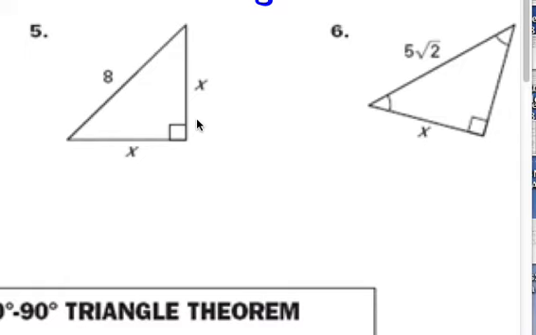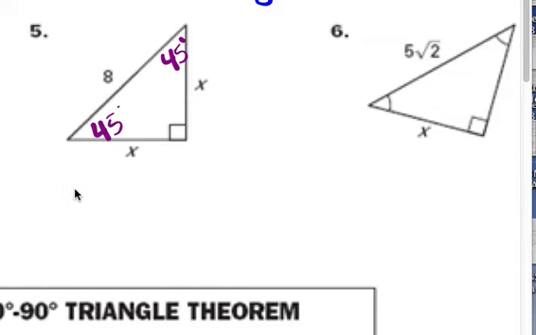Solving special right triangles. So these two triangles that you see in this picture are 45, 45, 90 triangles, and the way that I know that is because the legs on this first one are marked as both being x. So I know that it's an isosceles right triangle, and if it's an isosceles right triangle, then it is a 45, 45, 90 triangle.